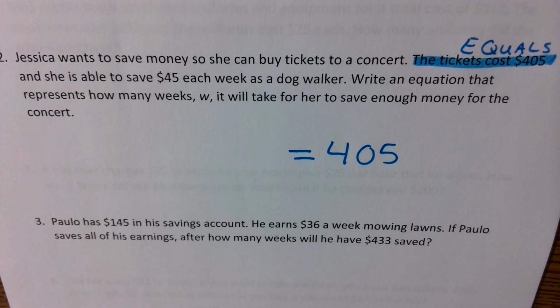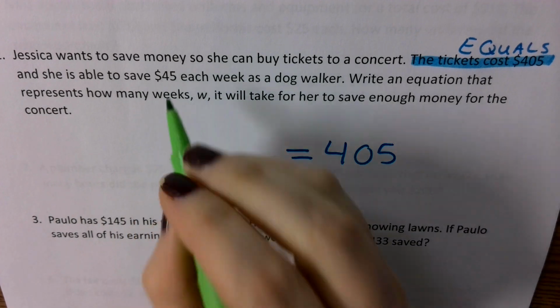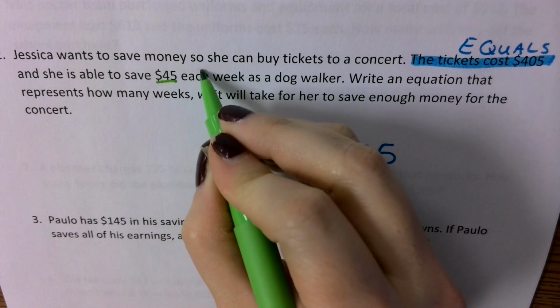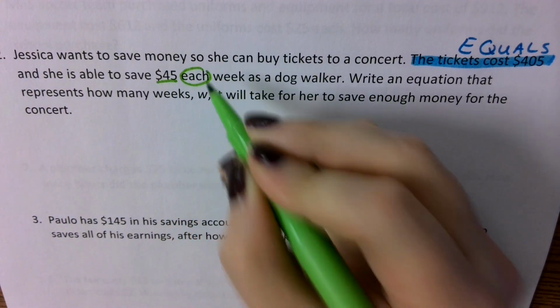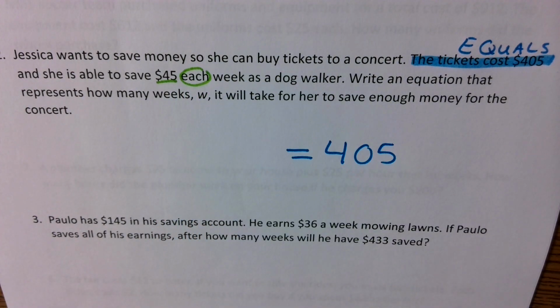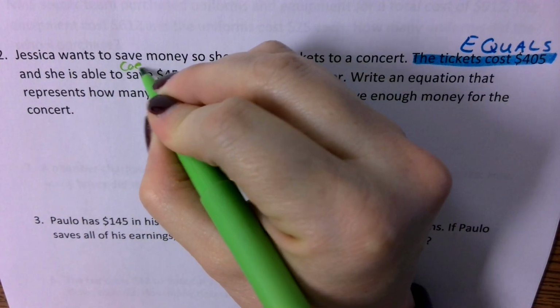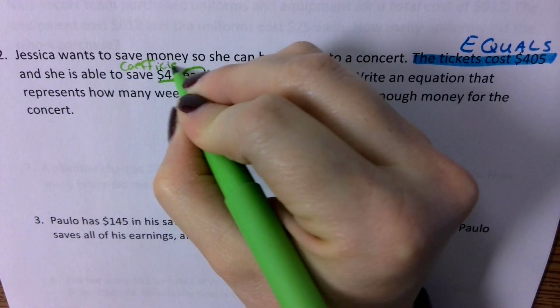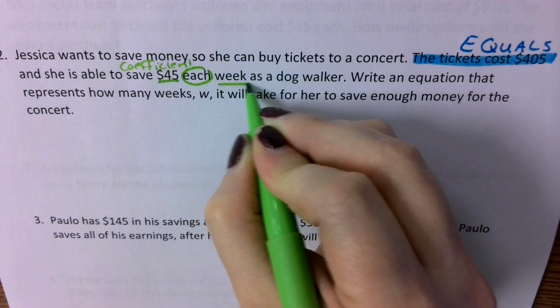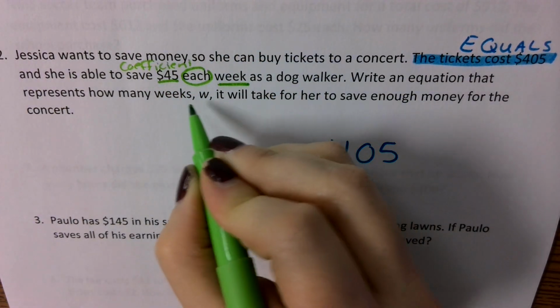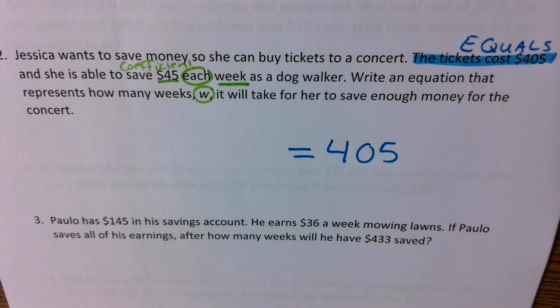Okay, so now we only have one other value, the $45. It says $45 each week. So the fact that it has the word each means that this is a what? A coefficient. Okay, the fact that it has the word each means that this is going to be a coefficient. And in fact, we know our variable already too, weeks, right? It even tells us weeks is W.